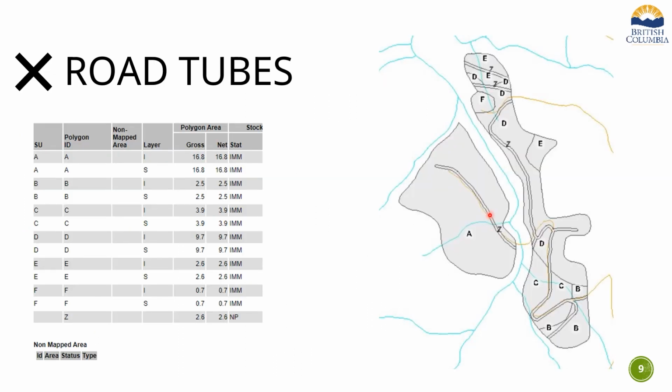Here is an example of reporting roads spatially. As you can see, we have road tube spatials through our forest cover spatial. There is no information in the non-mapped area table. They have been reported as polygon Z, as shown here.